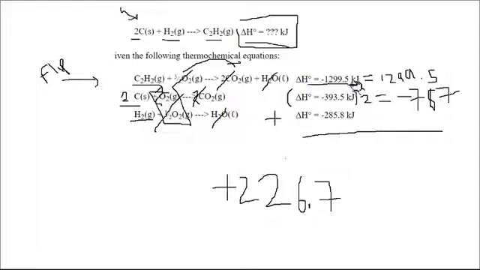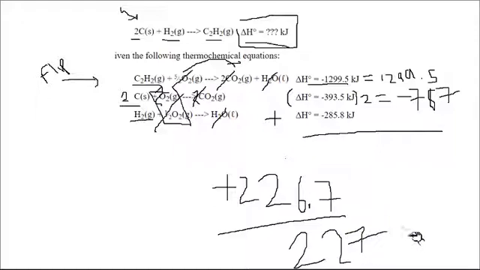Remember, I flipped the delta H for this one because I flipped that reaction. So I take positive 1299.5 kilojoules. I add negative 787, because remember I multiplied this one by 2 in order to get those numbers to cancel out. And the last one I left exactly as it was. So I add those three numbers together, and when I do, I get 226.7 kilojoules. But remember my sig fig rules, so I'm looking at the decimal point, so this would be 227 kilojoules. Okay, so I rounded to 227 kilojoules, and that is my answer.